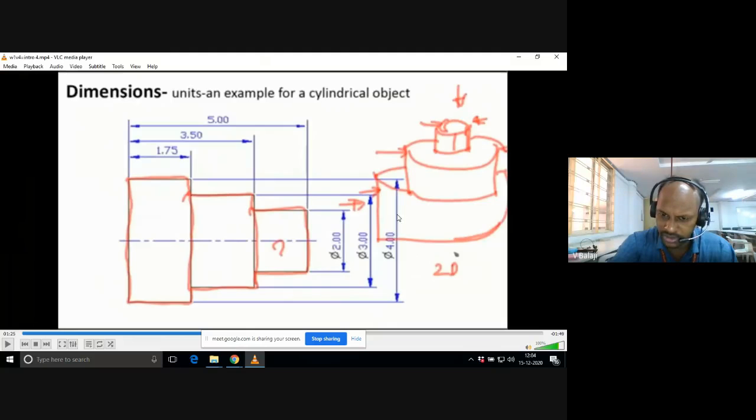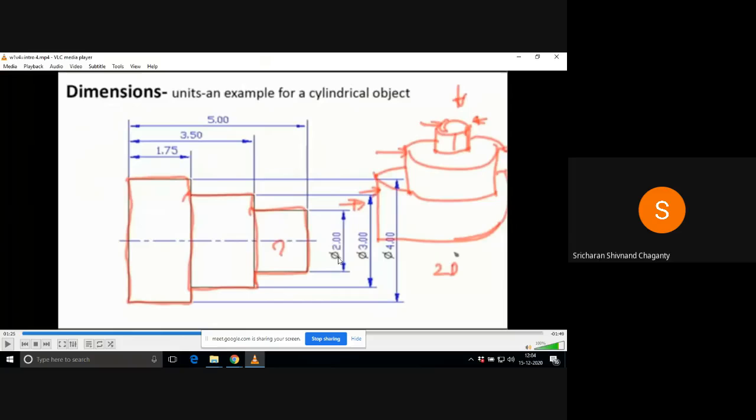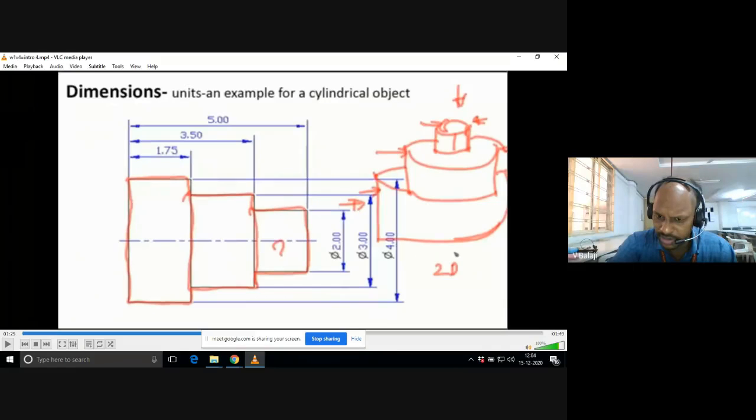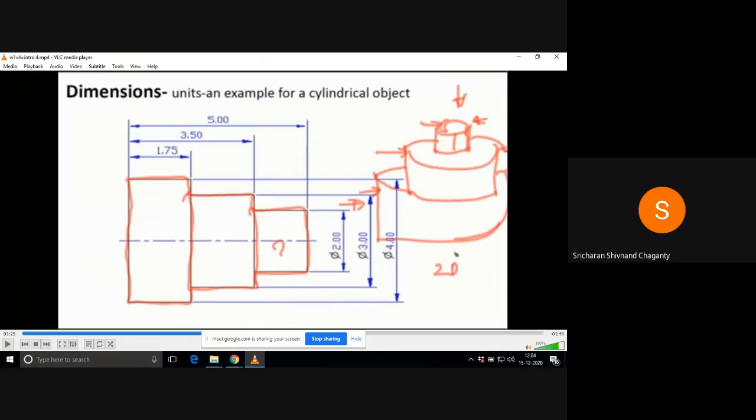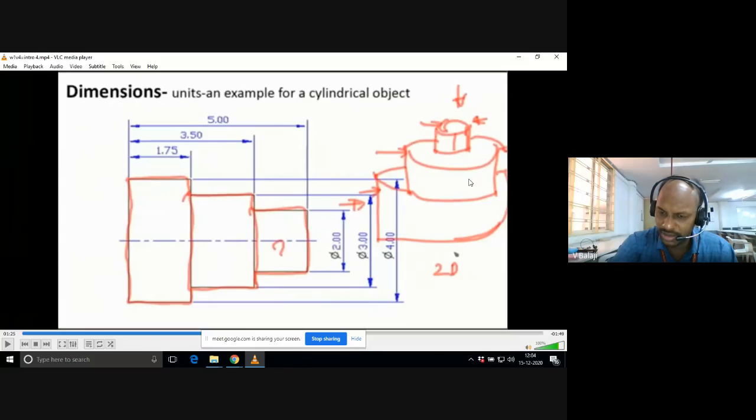So 4 units. If you forgot to mention it, sir, should it increase by one unit every time? No, no, no. Here I have randomly taken one object. It has a 2 units diameter, next 3 units diameter, next 4 units. Some other figures may not be like this. Irregular diameters are also there. But I have randomly taken one example. Is it clear?